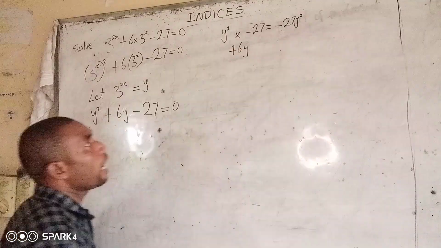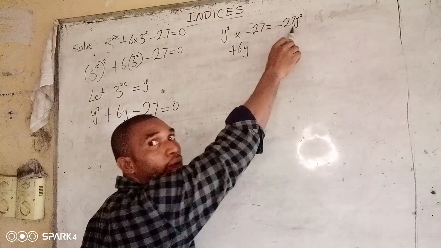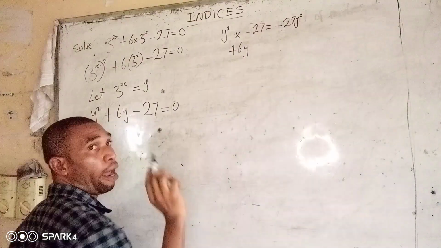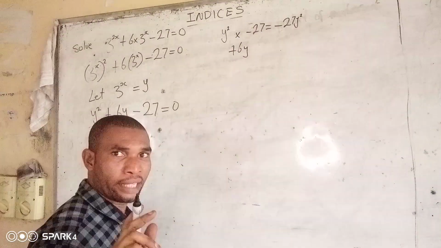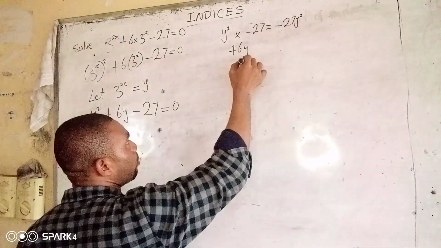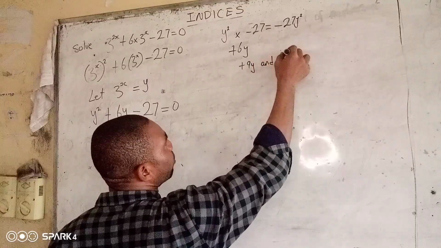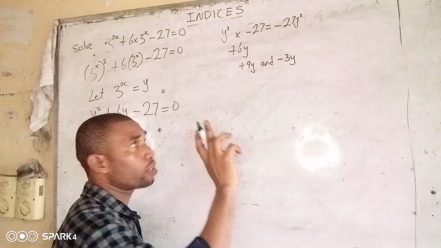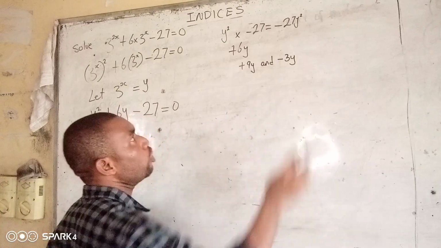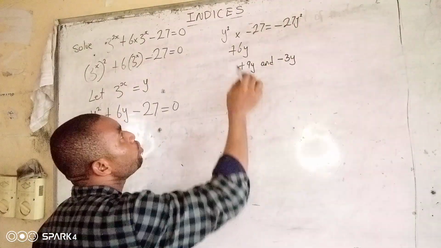That is plus 6y. I'm going to look for two numbers that if I multiply them, will give me minus 27y squared, and if I add them together, should give me plus 6y. Now, those two numbers are plus 9y and minus 3y. Now, let's multiply them first. Remember, I told you that the first thing is to look for two numbers that if you multiply them, it should give us minus 27y squared, and if you add them, it should give us plus 6y.